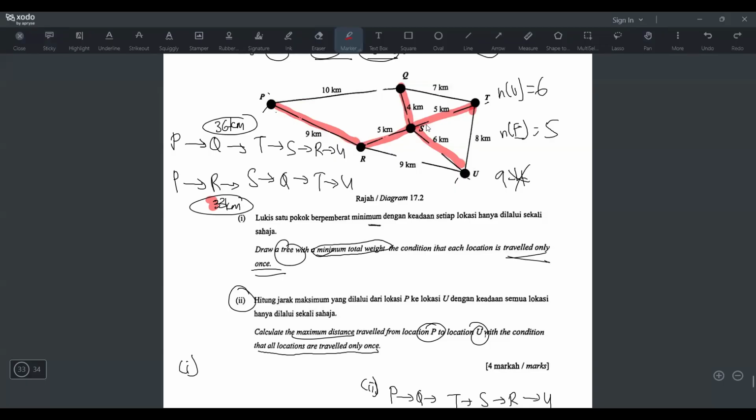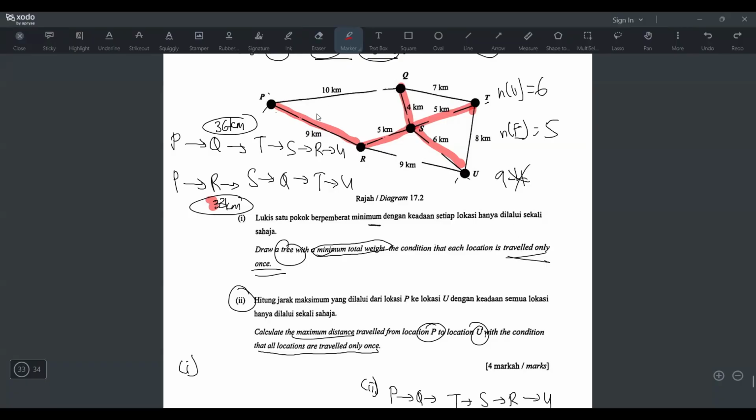Okay, 1, 2, 3, 4, 5. You see 5 edges, 6 vertices. There's no cycle, all the vertices are connected, and it's a simple graph. So this is the tree. Okay, but there's a problem with this, because they say each location is traveled only once.